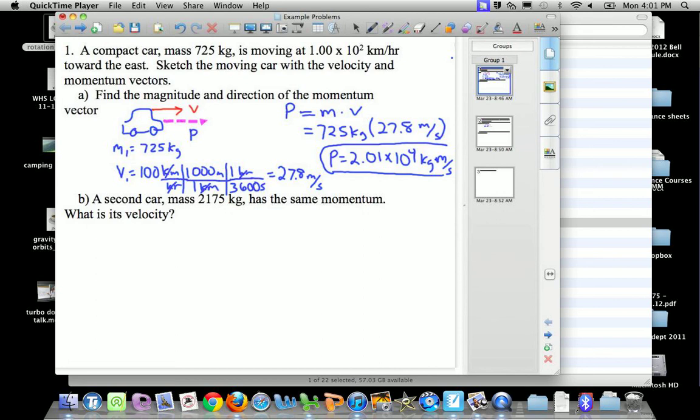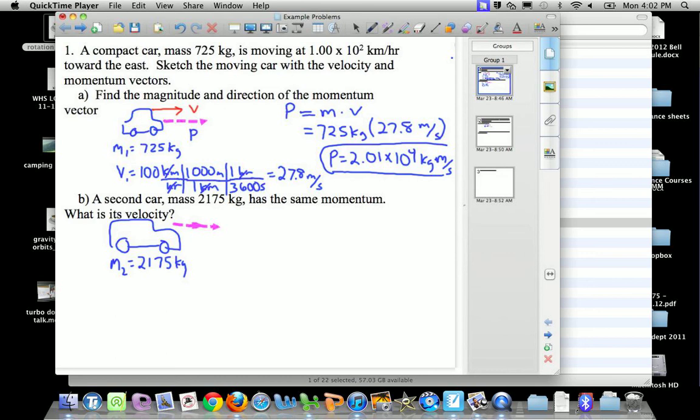Part B says a second car with a mass of 2,175 kilograms has the same momentum. What is its velocity? Let's sketch this situation. We have a bigger car. We have this big honking SUV with a mass of 2,175 kilograms. But it has the same momentum as the small car in part A. So let's draw the vectors here.